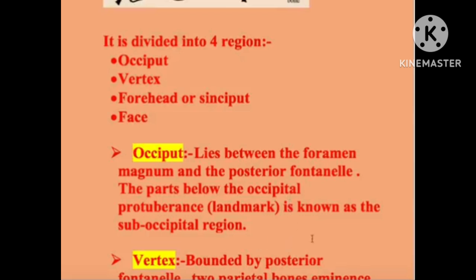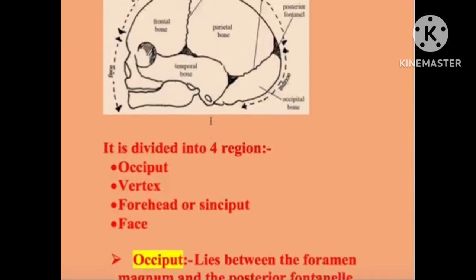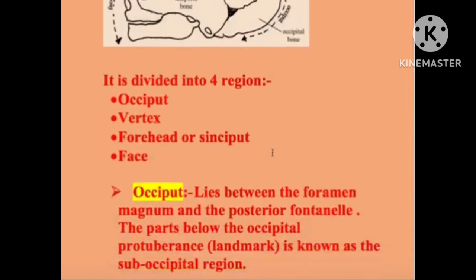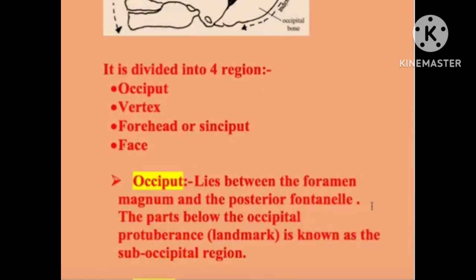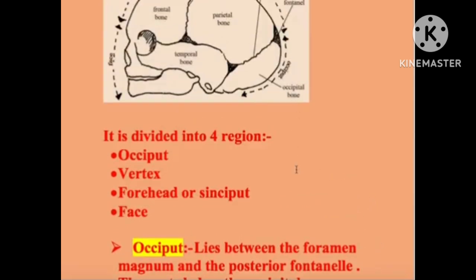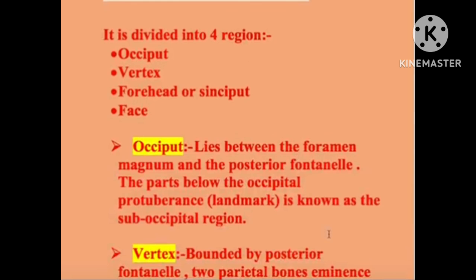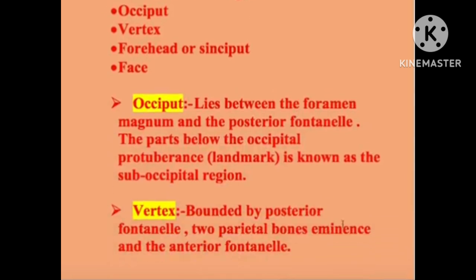Occiput lies between the foramen magnum and the posterior fontanelle. That is the occiput region. The part below the occipital protuberance or landmark is known as the suboccipital region. Next one is the vertex.